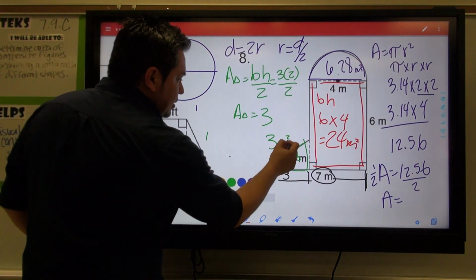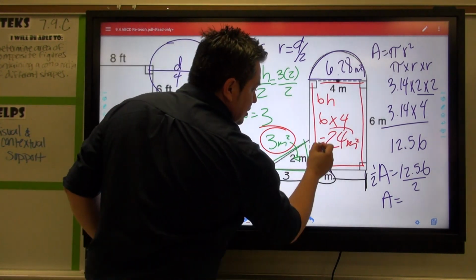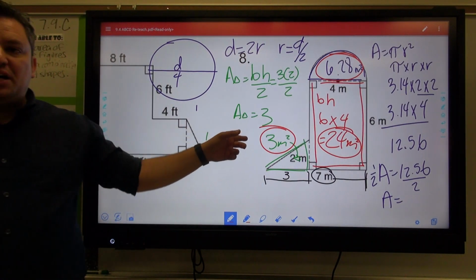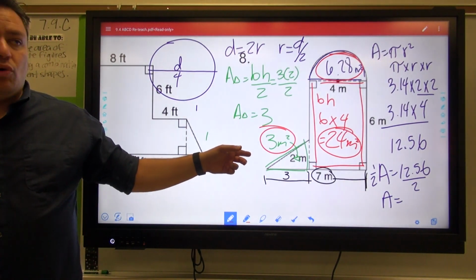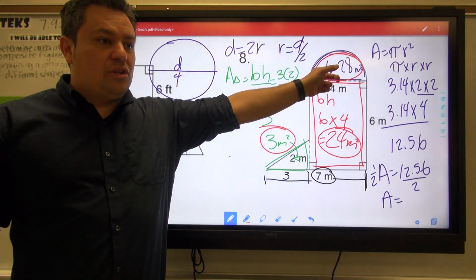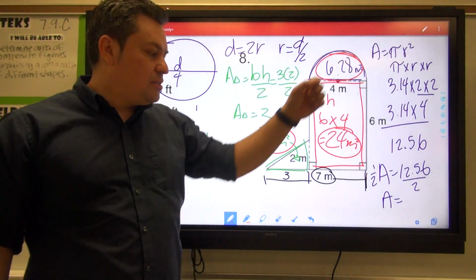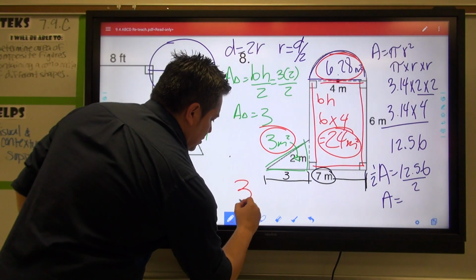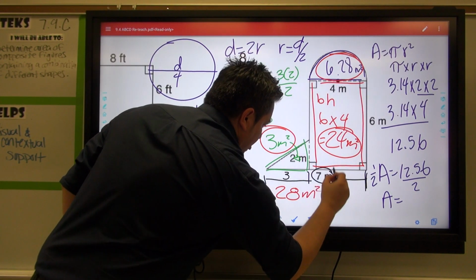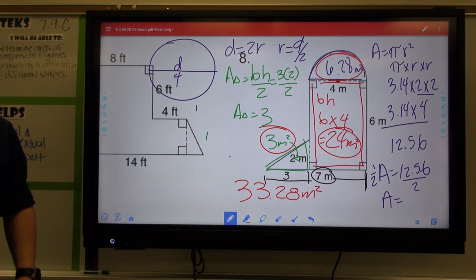Now I can add them all. I can add this, this, and this. So what's 24 plus 3? 27. 27 plus 6? 33 and 28 cents. 33.28 meters squared. What is it? 33.28 meters squared.